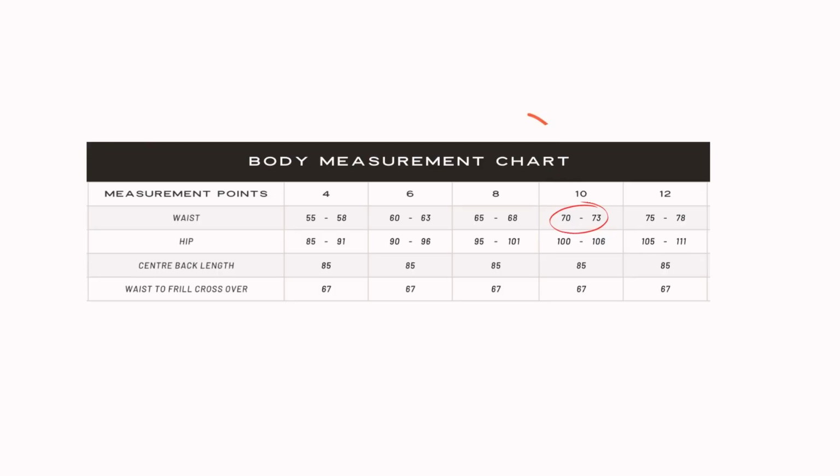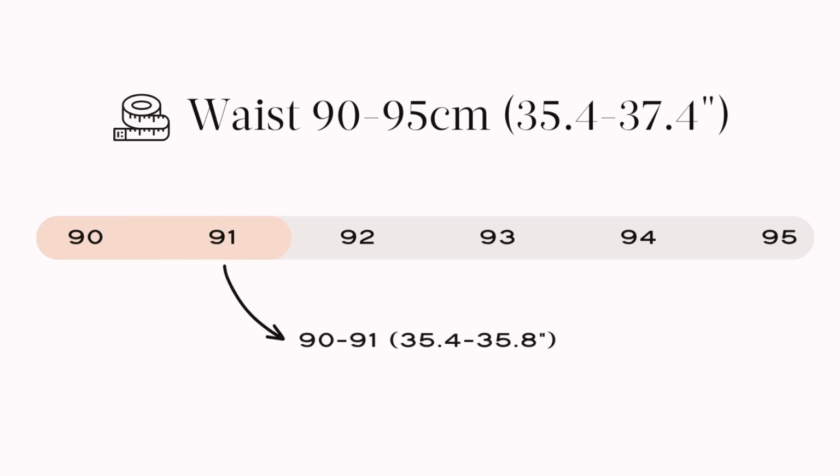When referring to our made label body measurement charts, you will find that some measurements include a range. Where your measurements fall within these range will affect how the garment fits. For example, taking a waist with a range of 90 to 95 centimeters or 35.4 inches to 37.4 inches, if you measure 90 to 91 or 35.4 to 35.8, this means you will have more ease, so the garment would be looser.